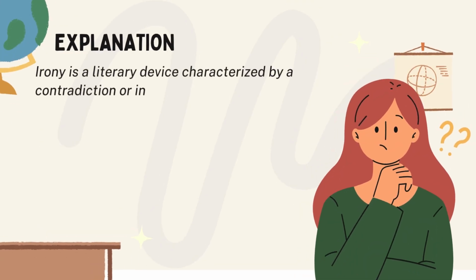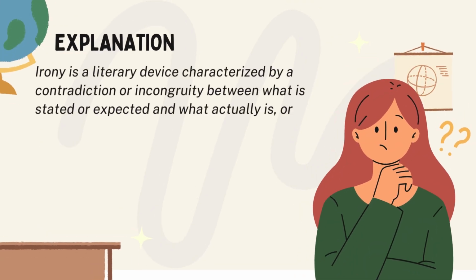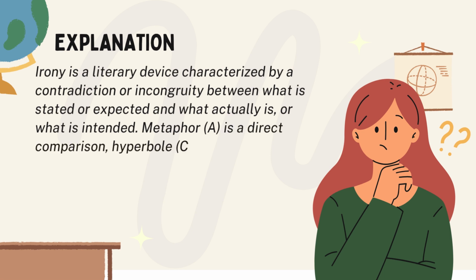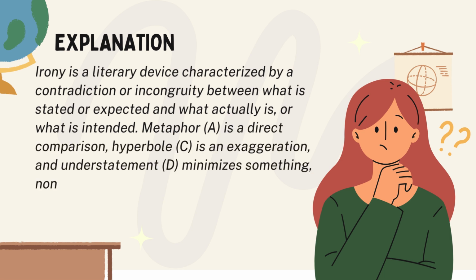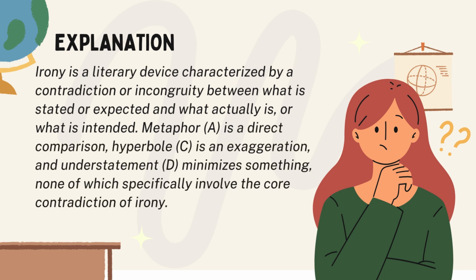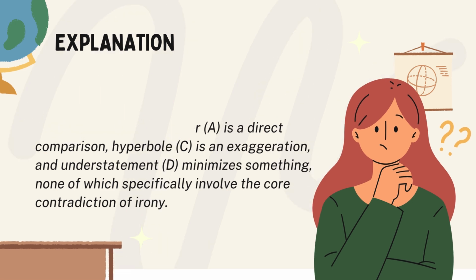Answer. B. Irony. Irony is a literary device characterized by a contradiction or incongruity between what is stated or expected and what actually is, or what is intended. Verbal irony, in particular, involves a contrast between what is said and what is actually meant, often for humorous or emphatic effect. Metaphor, A, is a direct comparison, hyperbole, C, is an exaggeration, and understatement, D, minimizes something, none of which specifically involve the core contradiction of irony.